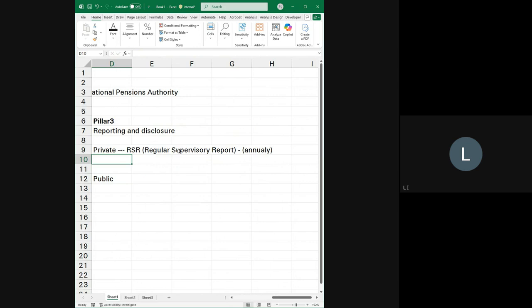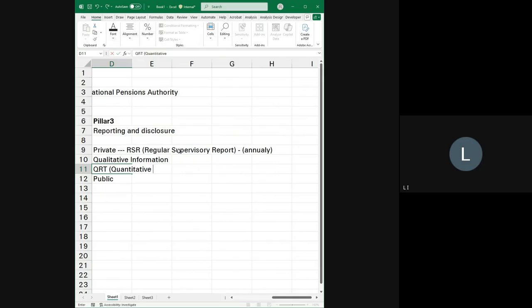What does this RSR have? This Regular Supervisory Report has two things. One is the qualitative information, basically what you have found out in pillar 2, and the second one is QRT, a lot of abbreviations again, but what is this?